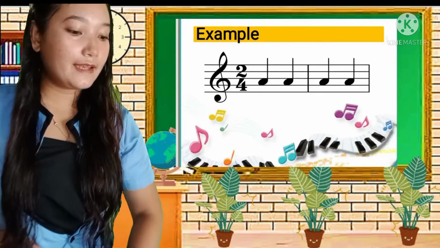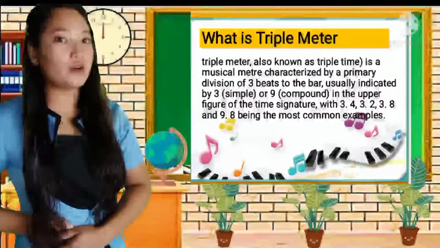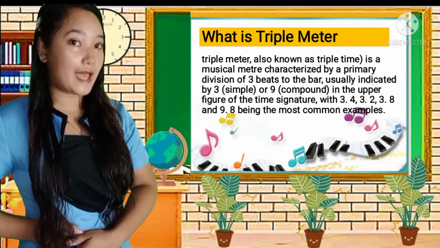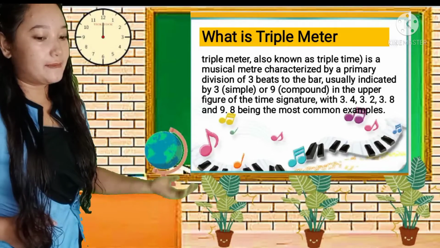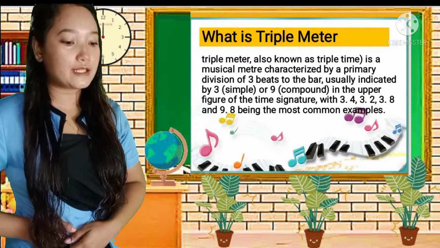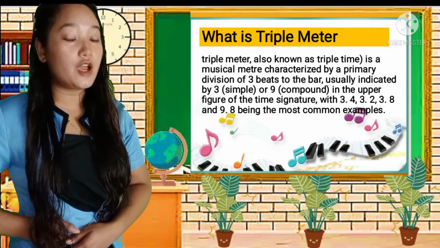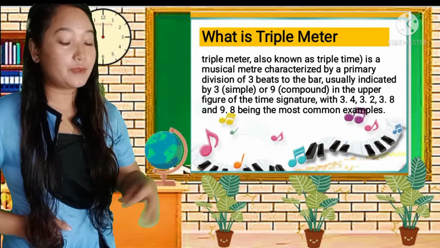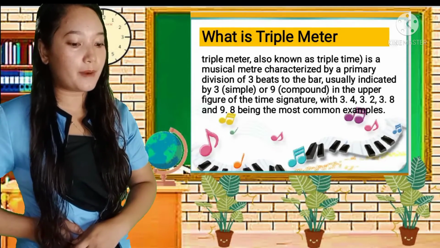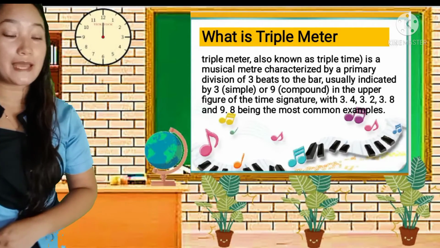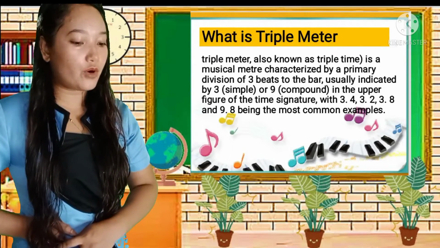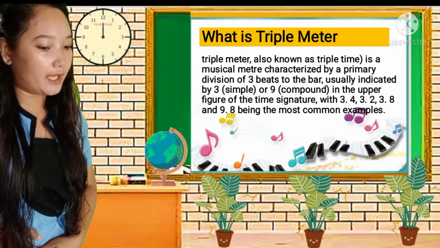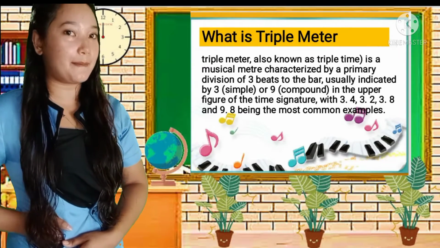Alright, and then let's proceed to the triple meter. Triple meter, also known as triple time, is a musical meter characterized by a primary division of 3 beats to the bar, usually indicated by 3 simple or 9 compound in the upper figure of the time signature, with 3/4, 3/2, 3/8, and 9/8 being the most common examples.